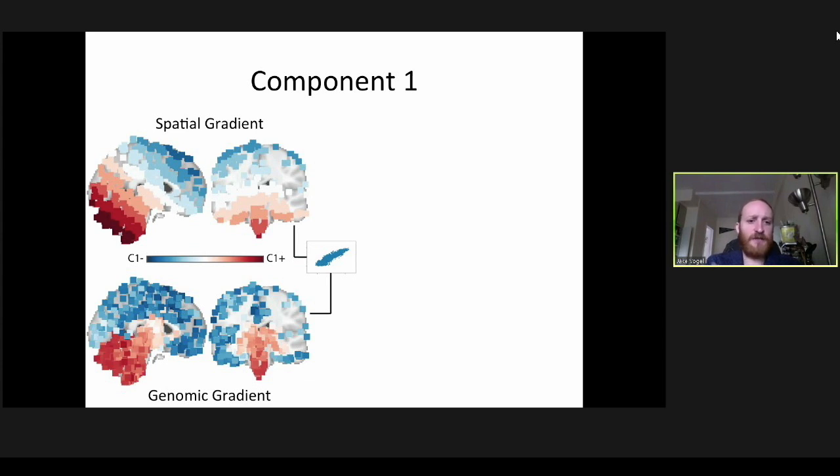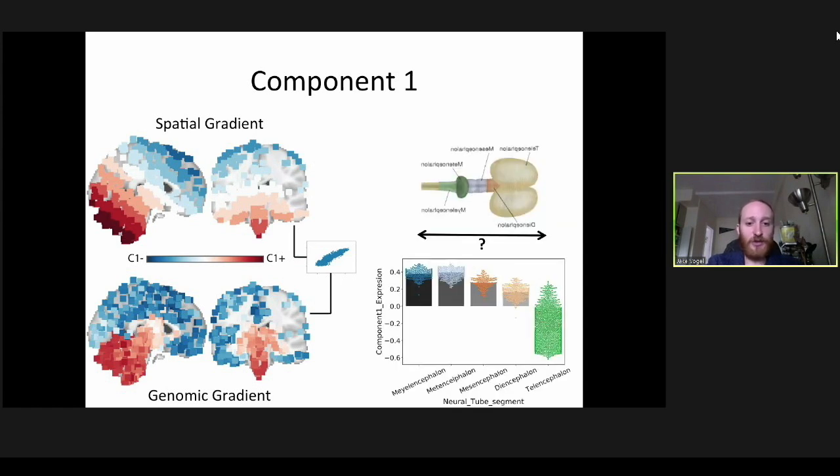And so here you can see the first component involves essentially a dorsal to ventral gradient, which separates the cortex from the subcortical structures. And in looking at this, we thought maybe this gradient can differentiate brain regions based on their rostral caudal position in the developing human brain, which is shown here. And as you can see, component 1 expression is lowest in regions that originate in the telencephalon and increases as one moves caudally along the neural tube to regions originating in the met and myelencephalon.